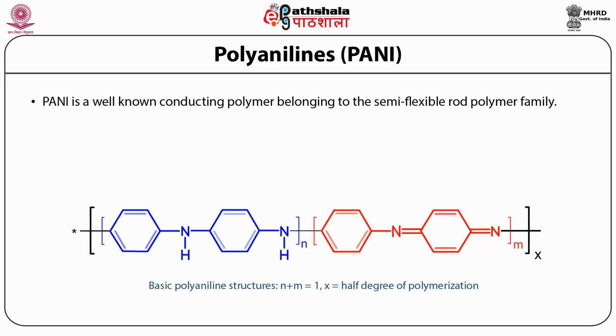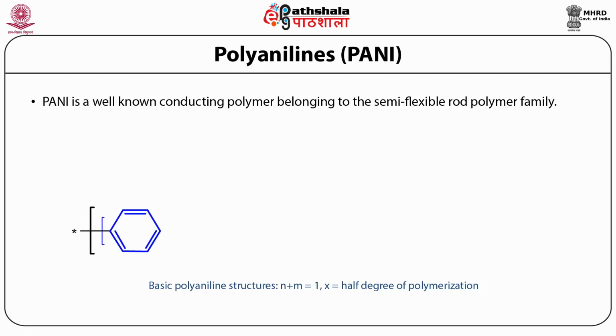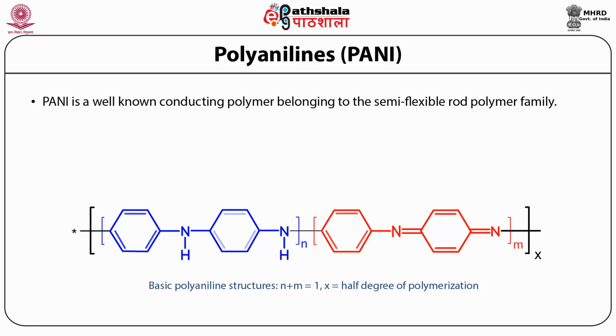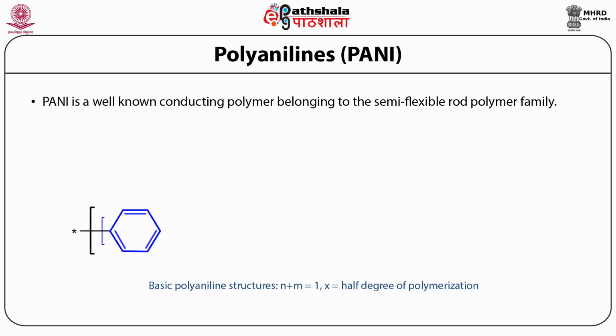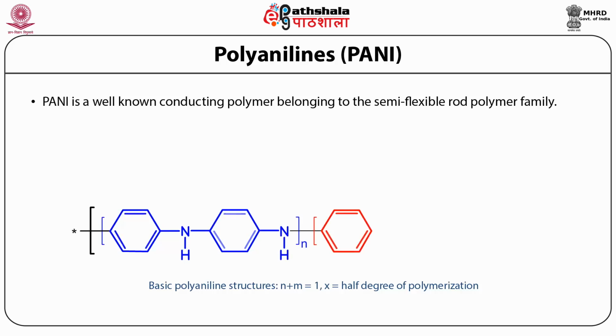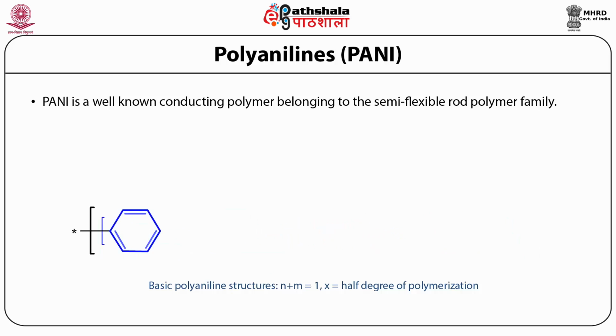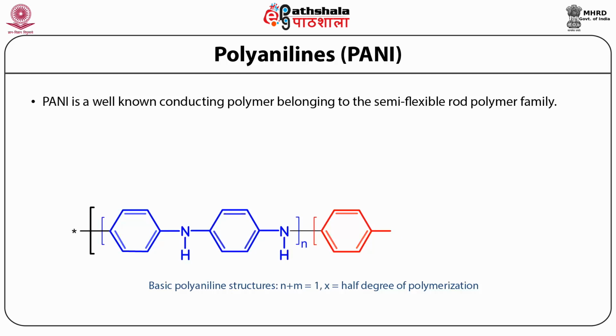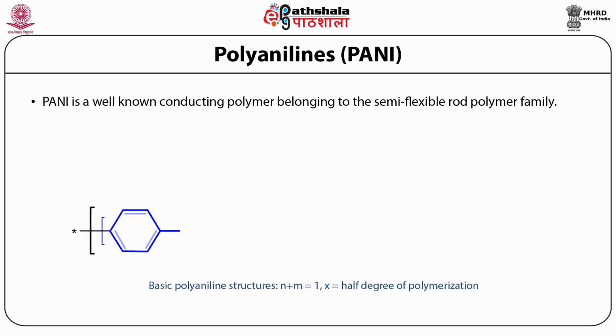Polyaniline, commonly known as PANI, is one of the most studied conducting polymers due to its high electrical conductivity and the rich chemistry it offers. Polyaniline is a conducting polymer belonging to the semi-flexible rod polymer family. It was first synthesized in 1862 by Letheby when he carried out the electrochemical oxidation of aniline in sulfuric acid.